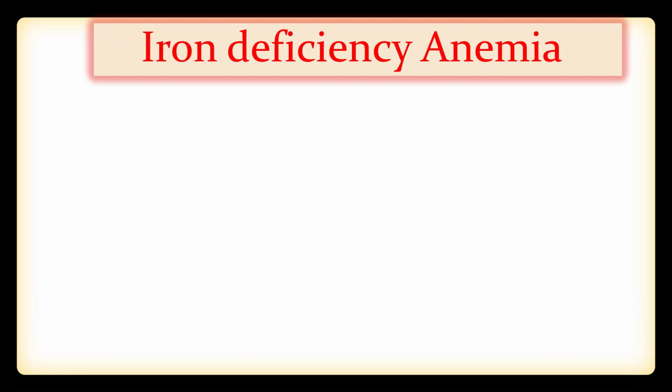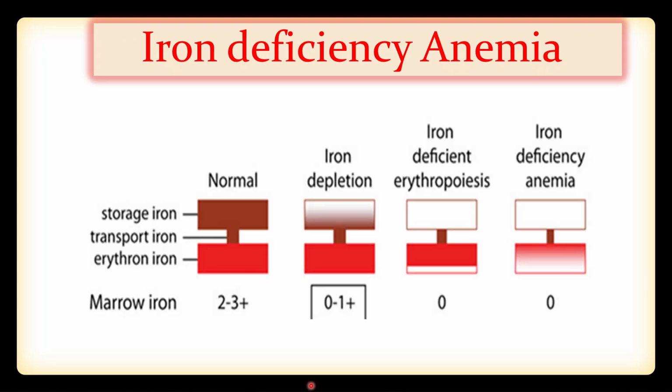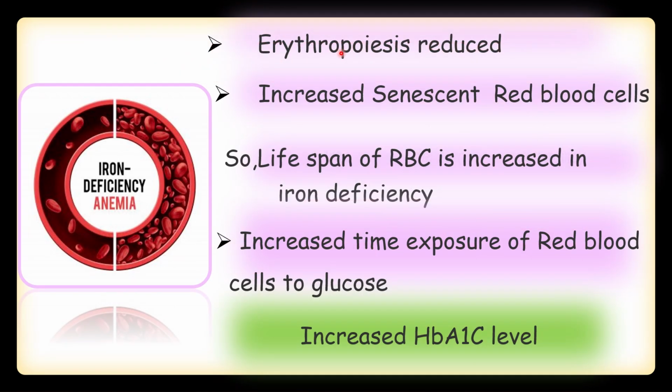The fourth option is iron deficiency anemia. Here, this is a normal marrow iron. Whenever there is a deficiency of iron, it leads to iron depletion, iron deficient erythropoiesis and iron deficiency anemia. The iron stores are reduced, and there is no iron for erythropoiesis. So erythropoiesis is reduced. There are increased senescent red blood cells, that is, old red blood cells. So the lifespan of RBC is increased in iron deficiency.